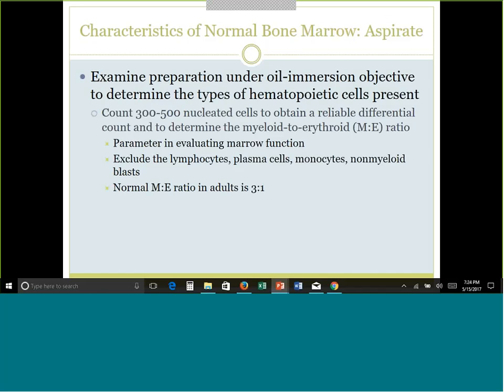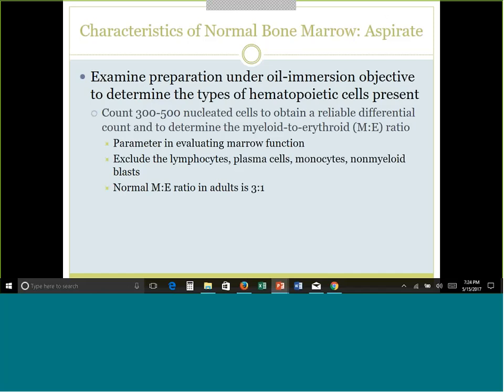A normal ratio is right around 3 to 1. So for every 3 myeloid cells you're making, you have 1 erythroid cell. That is a normal ratio for an adult. It can vary, from 1.5 to 1 up to maybe 4 to 1, all of which is normal. When that ratio varies, that is an indicator that some cell line isn't right, when the ratio gets away from those numbers. So that is the M to E ratio.